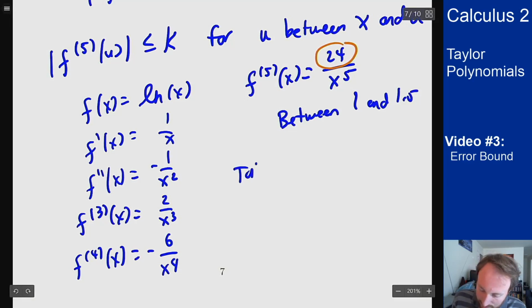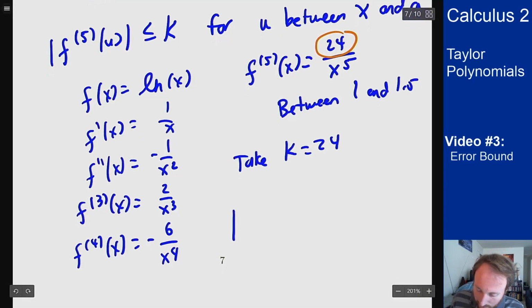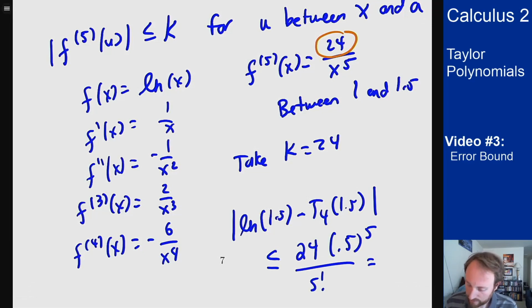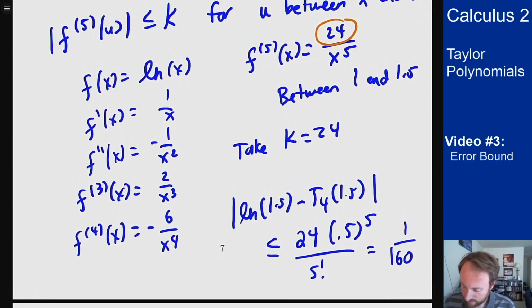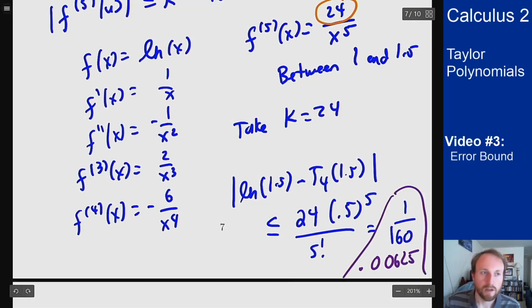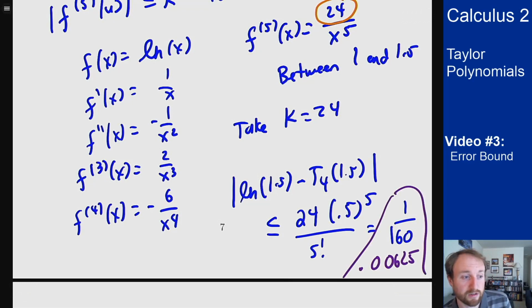So I can pick 24, this number up top, or the value when I plug in 1, to be my k. So I can take k to be 24, and if I do that, I get that the error between log of 1.5 and T4 of 1.5 is bounded by 24 times 0.5 to the fifth over 5 factorial, which ends up coming out to 1 over 160, which in decimals is 0.00625. With the T4 approximation, you're within about 0.01 for sure of your answer. Your first decimal point is definitely right. Your second one might be, depending on what it rounds to.